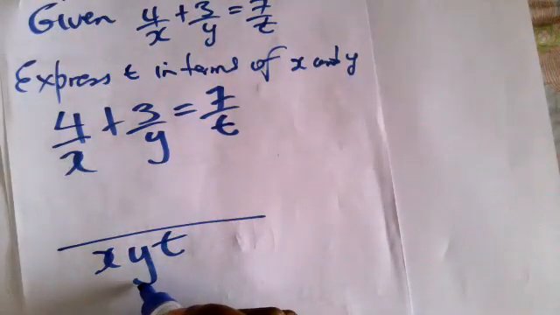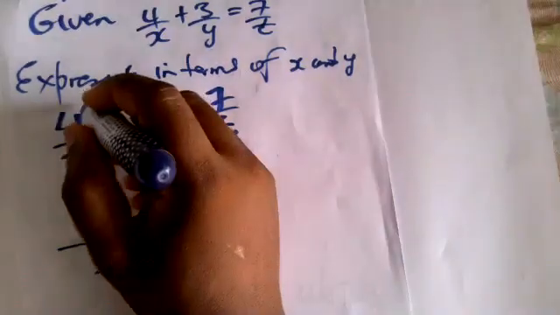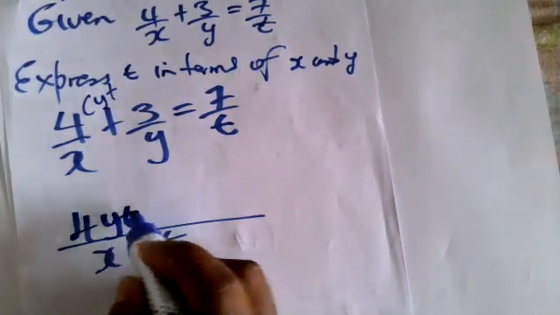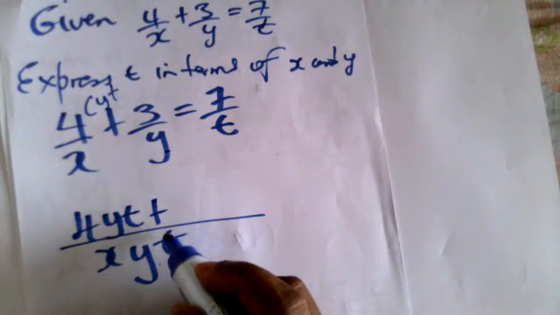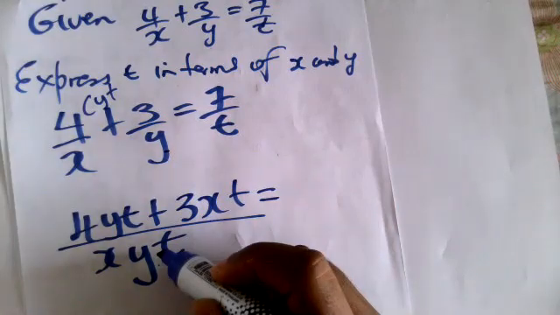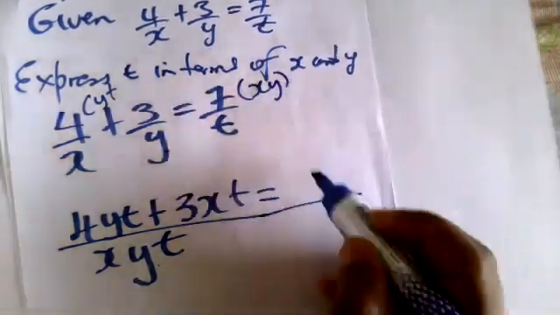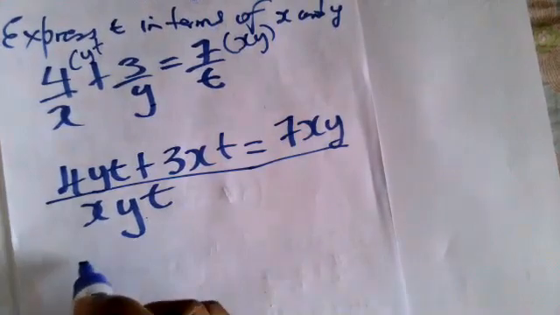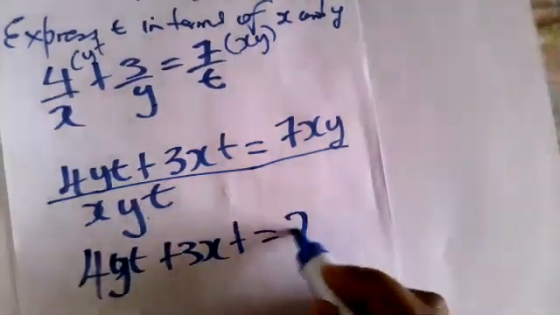So x into this would cross out the x, leaving yt. So up here we multiply by yt, and 4 times yt will give us 4yt. Put the plus onto the y now. y would cancel out, leaving xt, so that's 3xt. Then t into this would leave xy, so we multiply by xy, and that will give us 7xy. Let us rewrite this, drop the denominator. So it's yt plus 3xt equals 7xy.